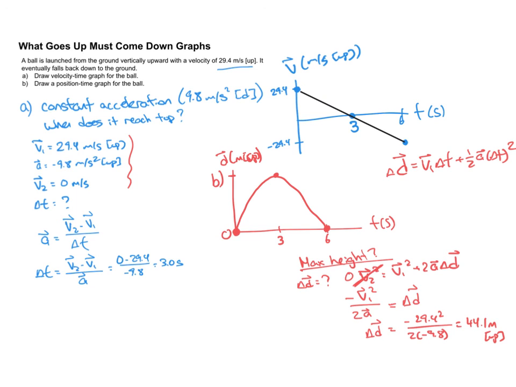Okay, so that allows me to fill in that number on the graph just to give myself a little bit more detail and full marks. All right, so that is the what goes up must come down graph.